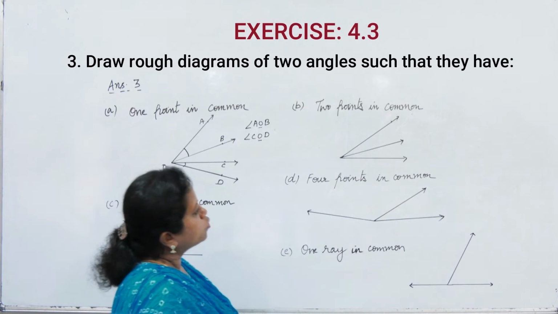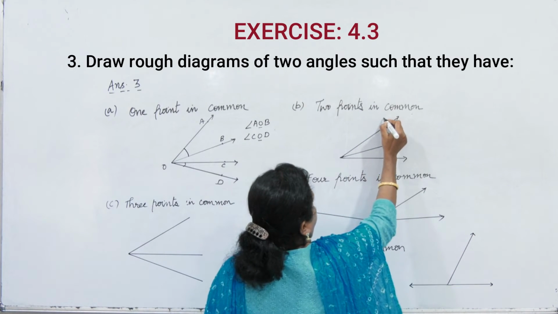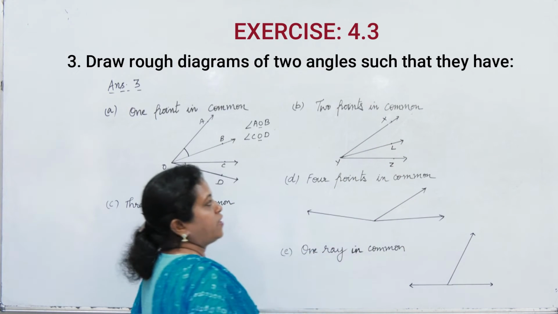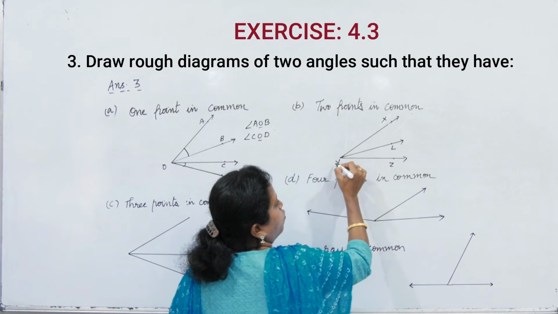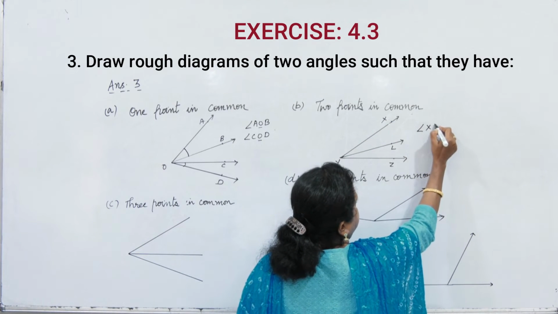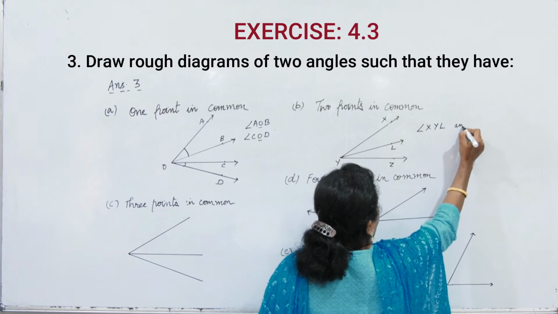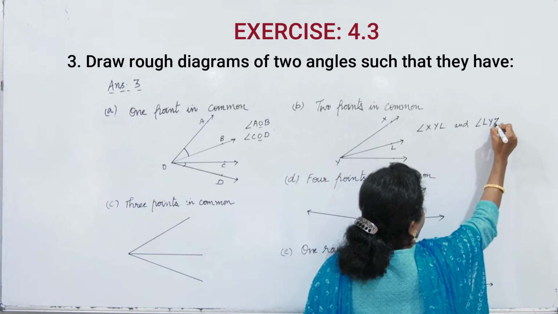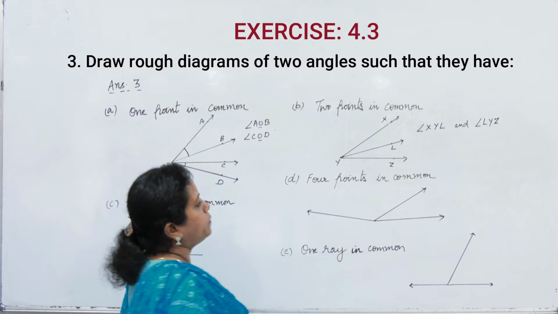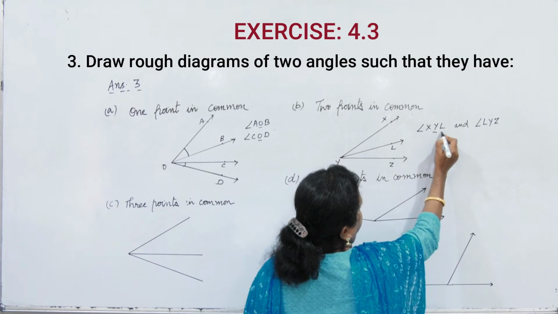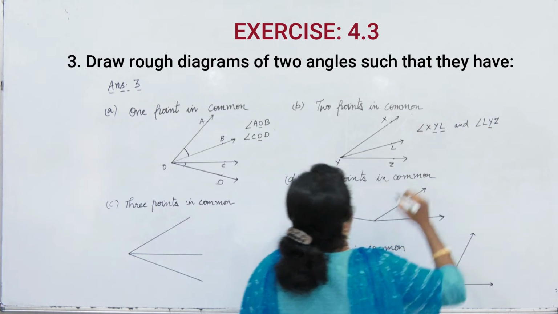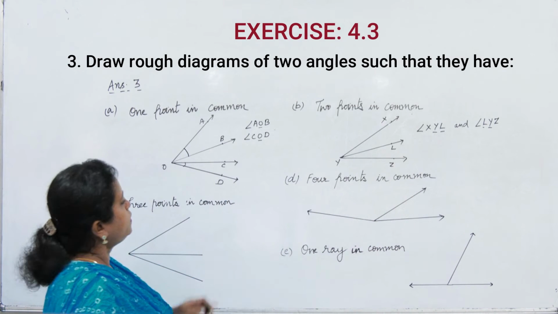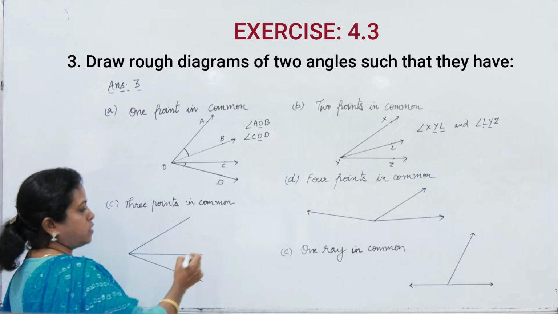In part B, there are 2 points in common. So if I take the angle XYL and angle LYZ, what are the 2 points that are in common? In this case you have Y and L, and here you have Y and L. So the 2 points are L and Y common, and in the third case, 3 points in common.